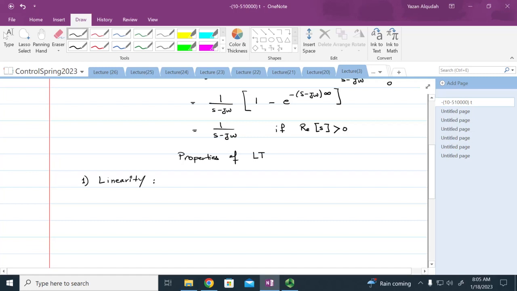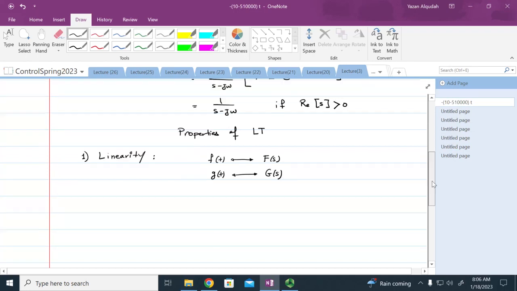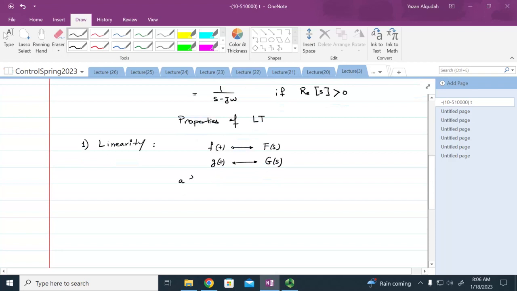Anybody remembers the definition of linearity? Does it mean like one for one, like what you put in is going to affect what you get? What else? Homogeneity and additivity. Excellent, remembering that. What does that mean? If I have a function f of t that has a Laplace transform F of s, and I have another function g of t that has a Laplace transform G of s, then if I take a multiplied by f of t plus b multiplied by g of t, what is the Laplace transform going to be? A F of s plus b G of s. Excellent. Is that clear?